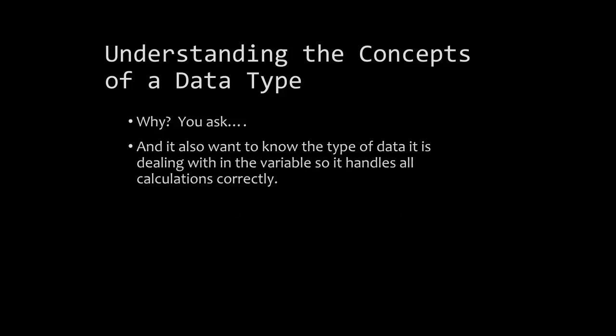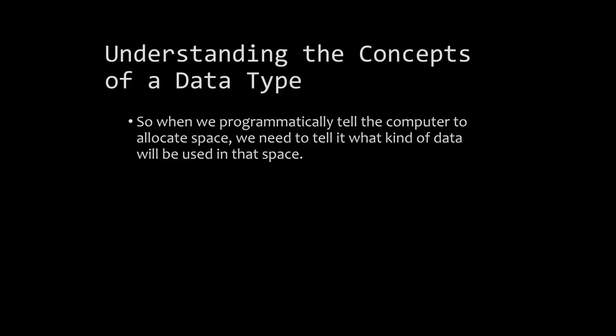It also wants to know, based upon the data that you have in there, that it's dealing with the data correctly, based upon what you, the programmer, actually wanted. So by specifying the data type, it will deal with those data types accordingly. You'll actually see that work as this course progresses. So for these two reasons, which you probably don't quite understand yet until you actually get out there and see it, that is why we need to tell the computer what type of data we're going to be using in our variables. So when we programmatically tell the computer to allocate space, we need to tell it the kind of data that will be used in that space.